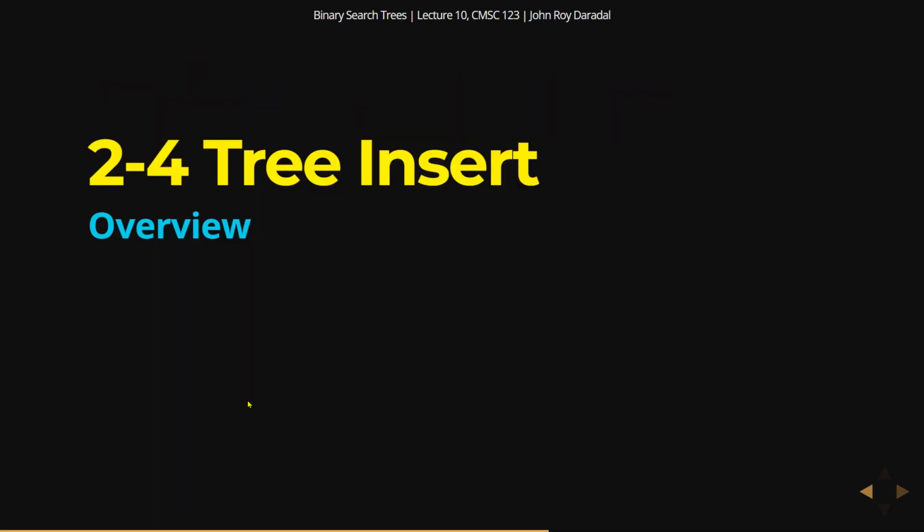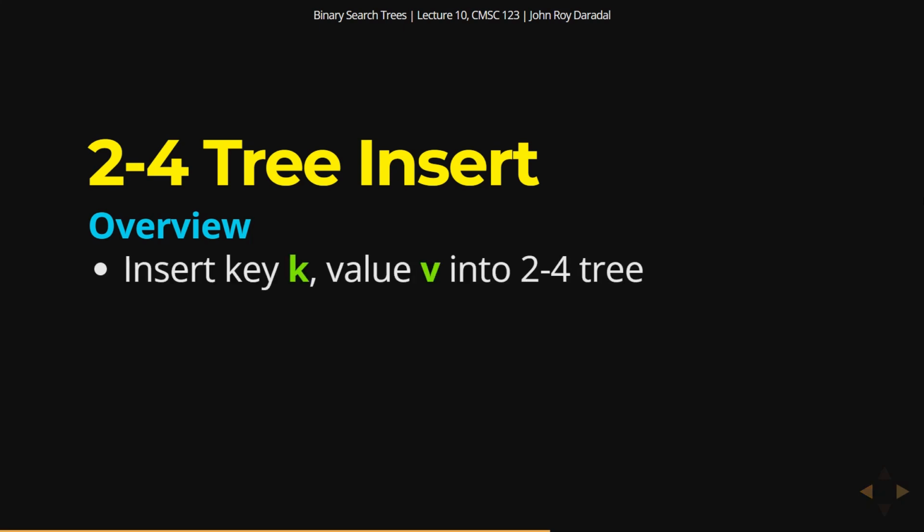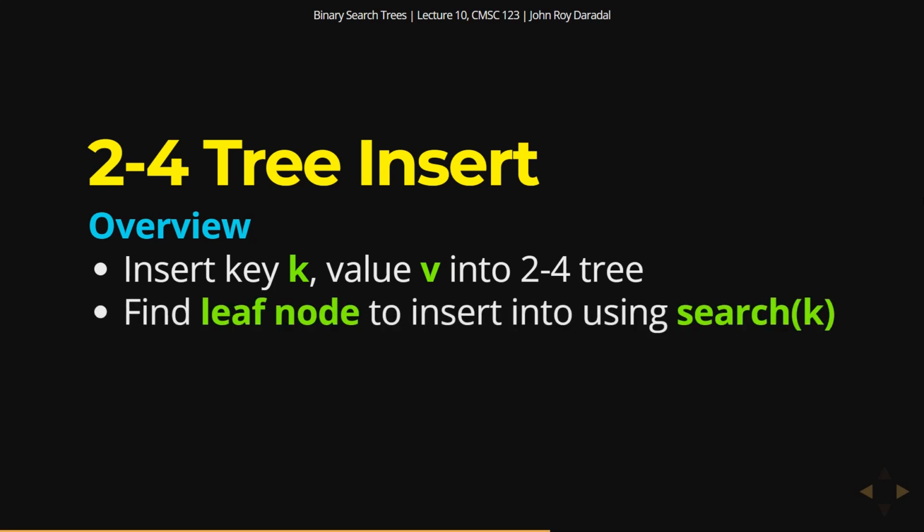Okay, so that is search. Now how about for insert? Here's the overview for insert. We'll insert the key K and value V into the 2-4 tree by finding a leaf node to insert into using search. We'll search for it, assuming that it's non-existent, to find the leaf node to insert into, because if it already exists, then we'll just overwrite it.